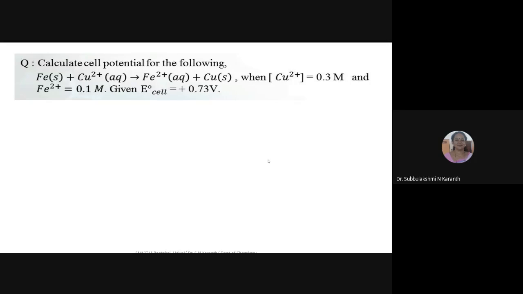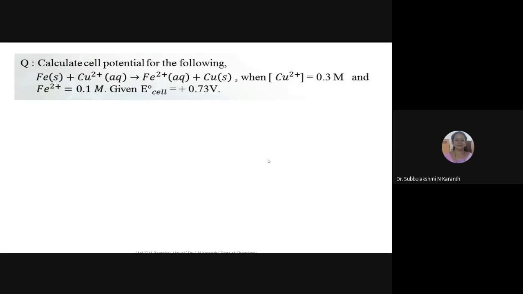Here, calculate the cell potential for the following cell. That is, iron interacts with the cupric ion forming ferrous ion plus copper, when the cupric ion concentration is 0.3 M and the Fe2+ ion concentration is 0.1 M, given E naught cell is 0.73 volt. You have to calculate the cell potential.